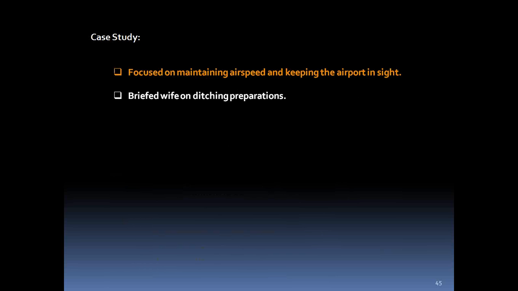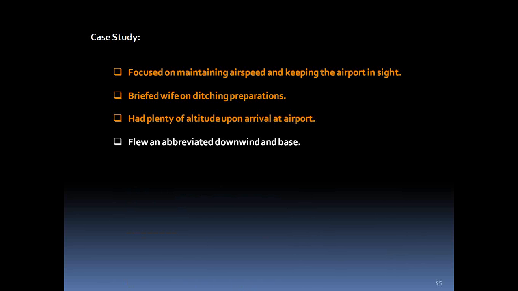Those are his words. He briefed his wife on ditching preparations. He thought he might end up in the water, so he knew that he needed to do that. I hope he had her crack the door open. That's important in ditching. So they were ready to ditch. Turned out he had plenty of altitude upon arrival at the airport. I think that's because he immediately turned towards the airport and got on his best glide speed. But he ended up over the airport, so the threat of going in the water was gone.